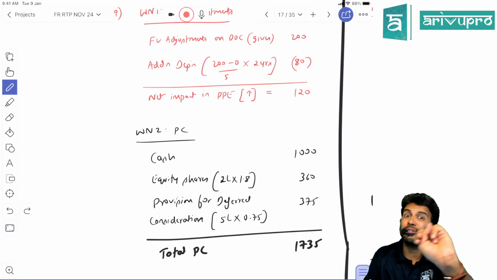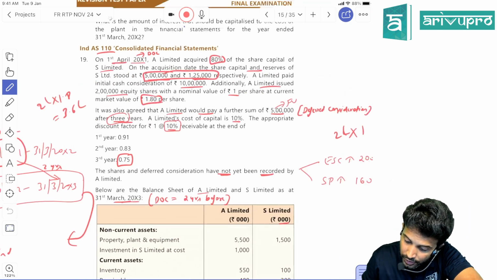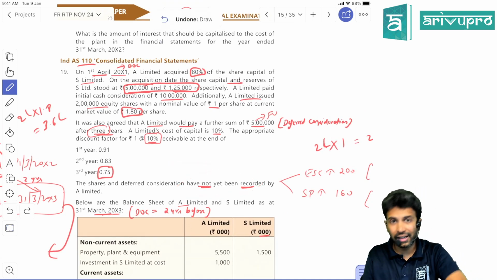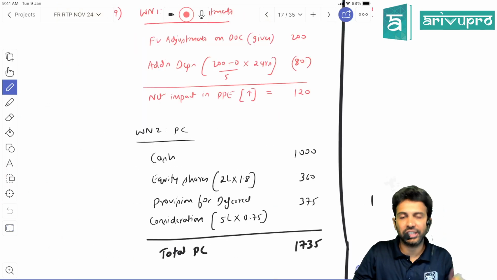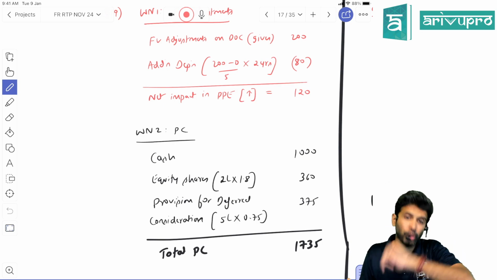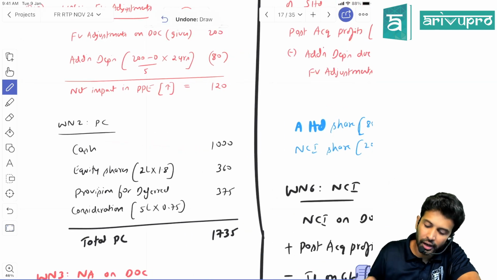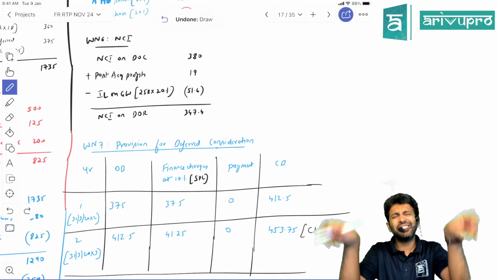That means 2 years' finance charges will come. And they said that shares issued, provision for deferred consideration and all. Did the parent company record this or not? Not recorded. That means 2 years' finance charges they have not recorded. And due to this finance charges, retained earnings balance will reduce. Hence, instead of preparing other equity as the next working note, first prepare provision for deferred consideration. ACM table you put.